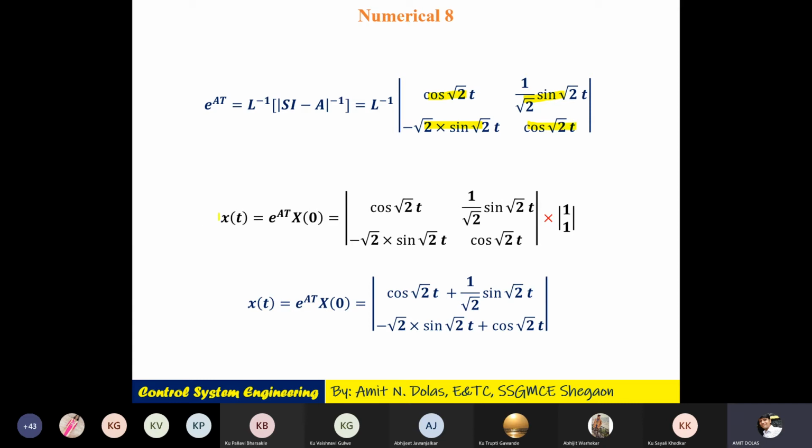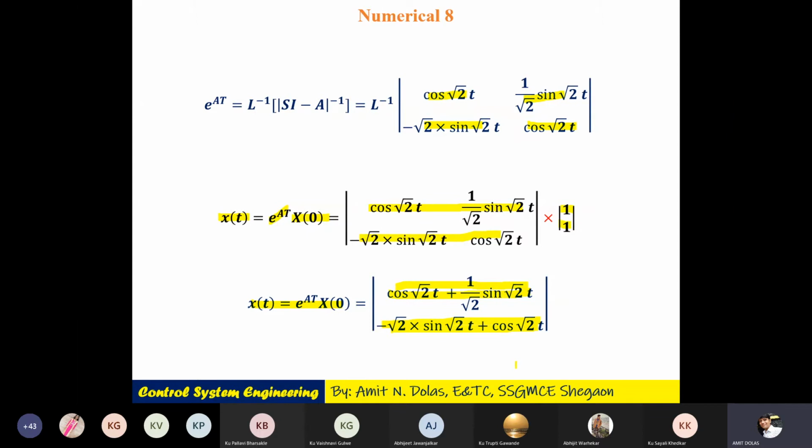Now what is x of t? Your signal. x of t is nothing but e raised to power At into x of 0. So same matrix, x of 0 is already given. It is a 2 by 1 matrix having elements 1, 1. And once we perform this operation, we'll get these two elements. This is 2 by 2 and this will be 2 by 1. So the 2s get cancelled, it will be 1 by 1. So one element here and one element here.